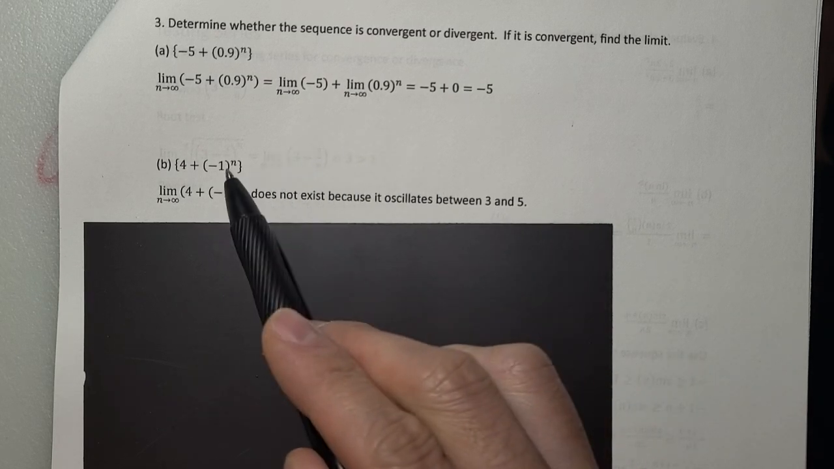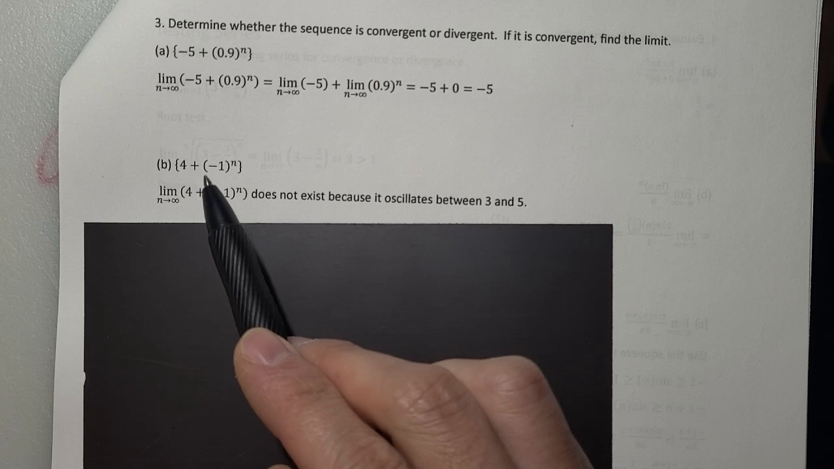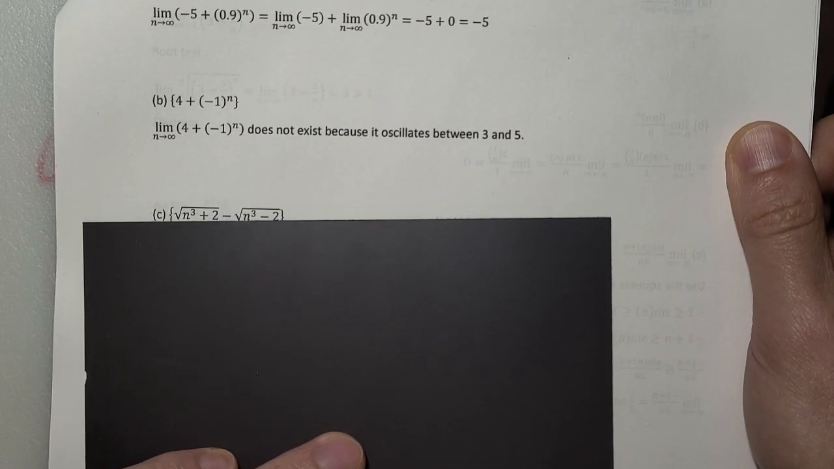Because this is the changing sign, it'll be 1 or -1. So 4 plus 1 is 5, 4 minus 1 is 3. Okay, so the limit doesn't exist. It doesn't approach anything. How about this one here?